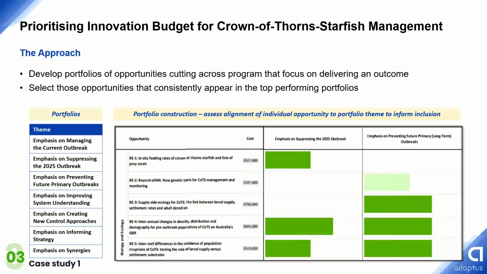So, what were these portfolios? We had one which was choosing opportunities that really emphasized those which would help us manage the current COTS outbreak. We had another which focused on future outbreaks post 2030. We had another one which was focused exclusively on new control approaches. So through these portfolios, we were able to understand what are very distinct approaches we could use to develop a program, and how would these approaches represented by these portfolios perform when compared against one another. Next slide, please.